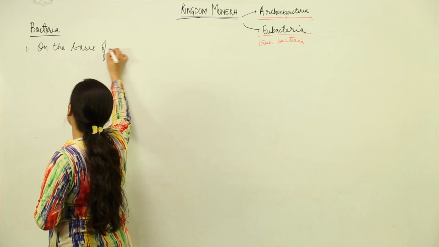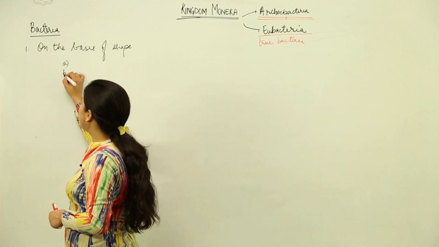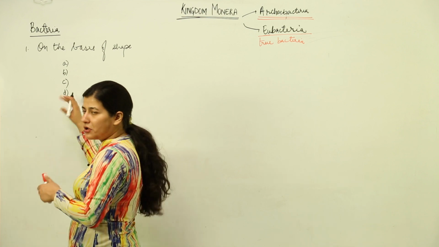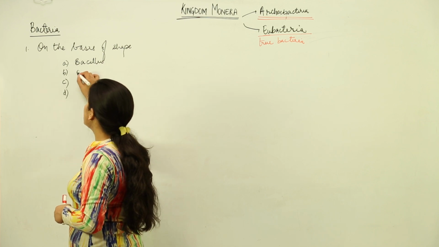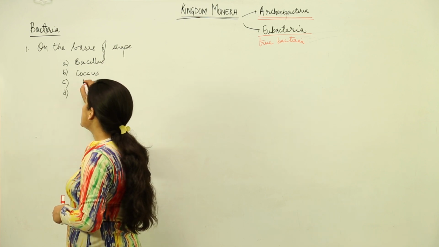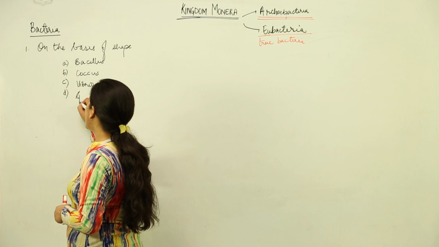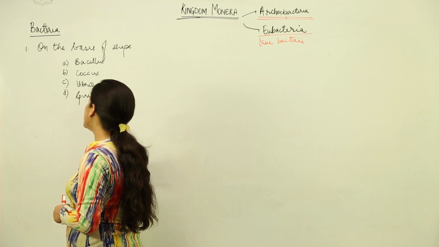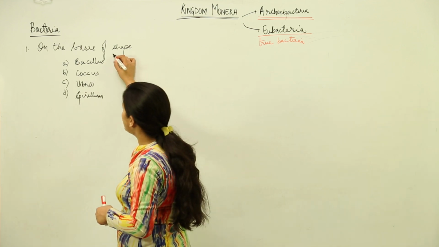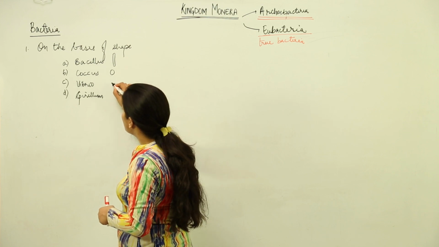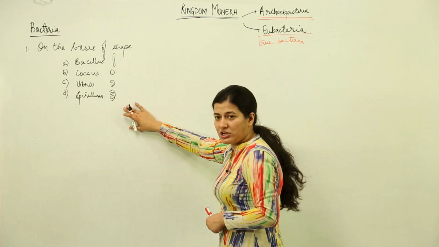On the basis of shape that the bacteria has, we have 4 types of bacteria. This you have done in your childhood classes also, so I am just going to recall the terms. One is bacillus, that means rod shaped. Second is coccus, that means spherical. Third is vibrio, that is comma shaped, and last is spirillum, that is spiral shaped. So these are the 4 shapes that we have. This is what the simplest shapes would represent.